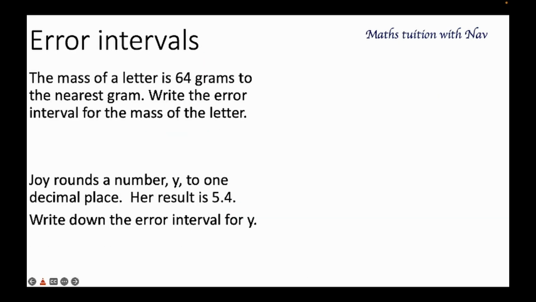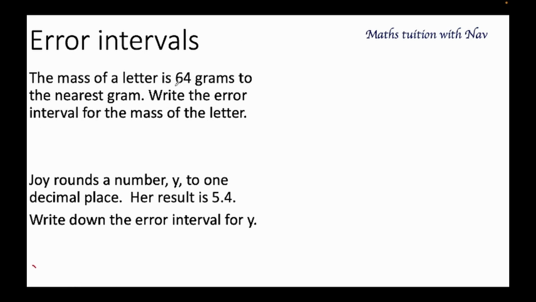Error intervals. Some of you might know this as limits of accuracy. Now, this is the opposite of rounding. What you are given is the final number that's been rounded, and our job is to find out what the number could have been. Let's look at the first question. The mass of a letter is 64 grams to the nearest gram. Write the error interval for the mass of the letter.